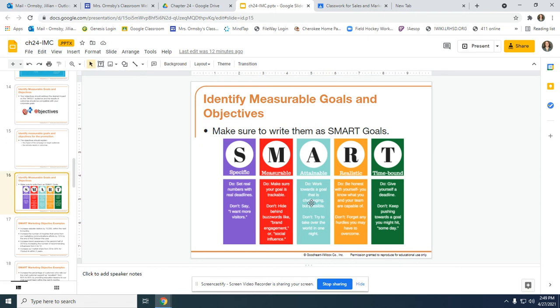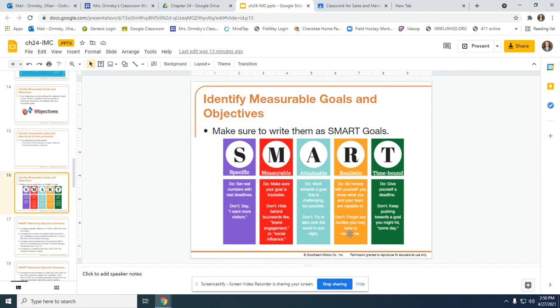You want to make sure that it's attainable, so you don't want to try to take over the world in one night. You want to make sure that you set a goal that you can actually reach that's challenging but possible. You want to make sure that it's realistic, so you don't want to have specific hurdles that you're not going to be able to overcome. You want to be honest with yourself. You want to make sure that you're doing something that you're capable of, and it should be time bound.